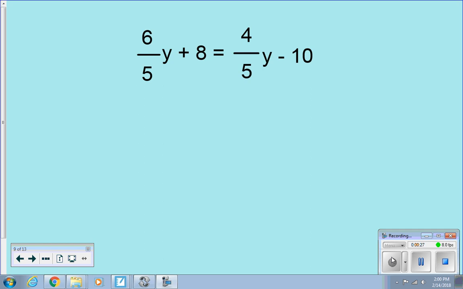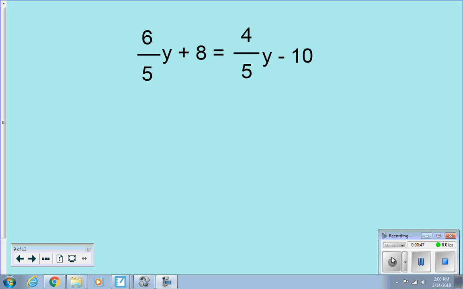Okay. Can I take something away and have nothing left on one side? I have to have something on both sides, right? Okay, the same thing goes today, and the steps that you had also go for today. It's just fractions and decimals today. So I have 6/5 y plus 8 equals 4/5 y minus 10.